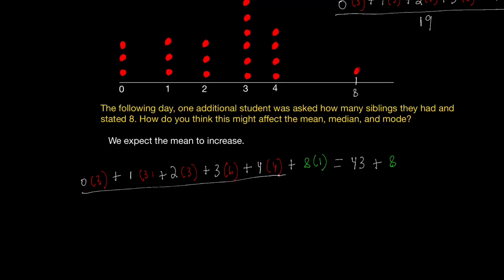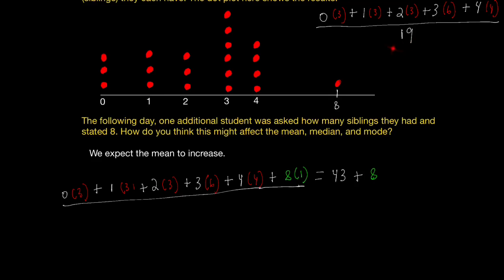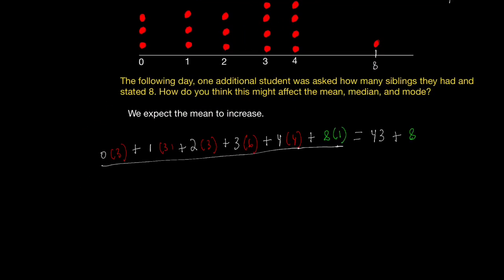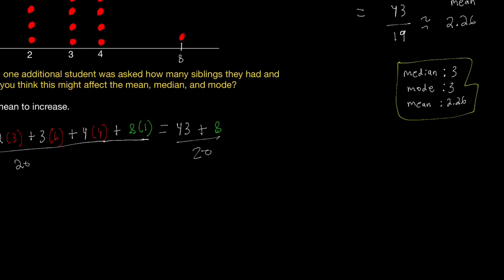So now let me just complete this, because we're going to divide all of that by, remember we had 19 red dots, but now we're going to have 20, including this student that stated they had 8 siblings. So here I should be dividing by 20, and then here I'm dividing by 20. 43 plus 8, that's going to give us a total of 51, and if we divide that by 20, we're going to get an approximation of 2.6. So that is our new mean of 2.6.